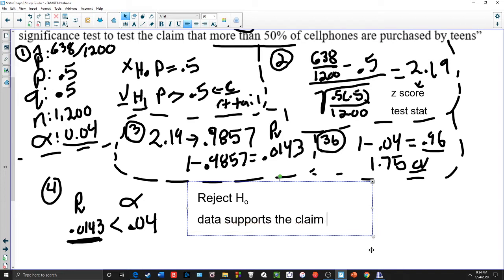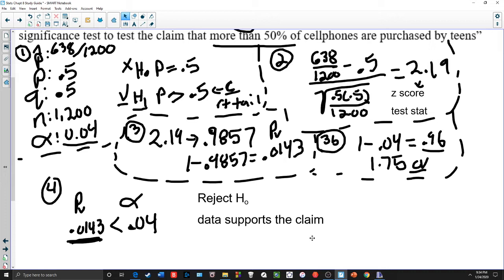Okay? And if you want to, you can say the claim that more than 50% of cell phones are purchased by teens, because that's the actual claim in words there. But if you just say data supports the claim, then we're good. So again, usually if you reject the null hypothesis, your data is going to support your claim because most of the time you claim the alternative, you claim H1. If it's a two-tailed test and you're claiming not equal to, then that might not be as true. But if it's a left tail or a right tail and you reject H0, you're probably supporting your claim.